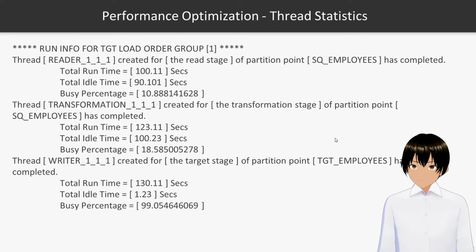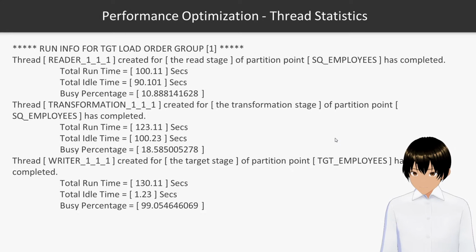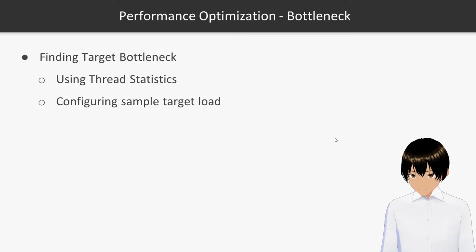As seen in the statistics, the writer is busy for 99% compared to reader and transformation. We could say in this case, the target is the bottleneck. Similar to this, you can identify if in other cases the source or transformation has bottlenecks. Here's another way to identify a bottleneck.